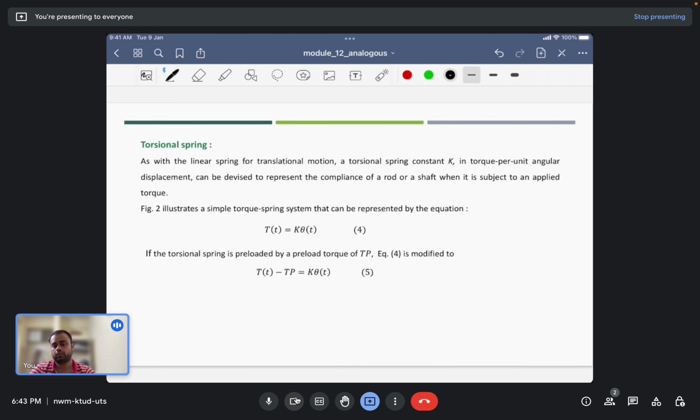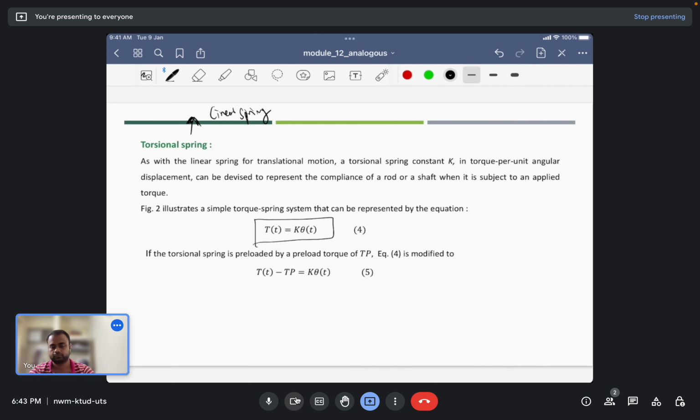So now we have a torsional spring. As with the linear spring of translational motion, we have a torsional spring constant K. This is again analogous to our linear spring. Torque per unit angular displacement can be devised to represent the compliance of a rod or a shaft when it is subject to an applied torque. So tau is equal to K times theta t, where K is the torsional spring constant.